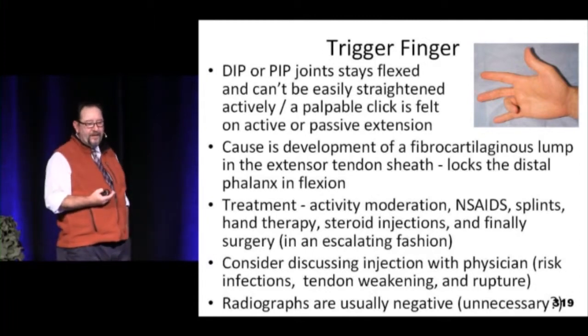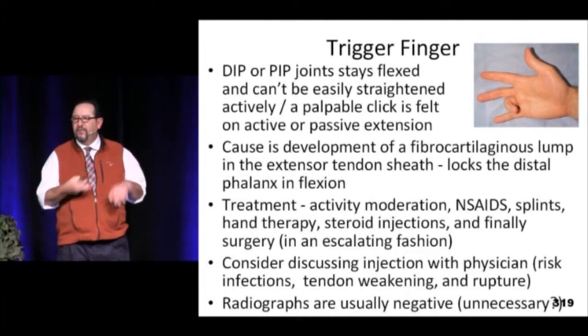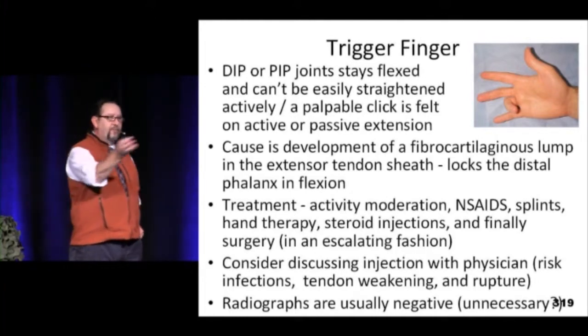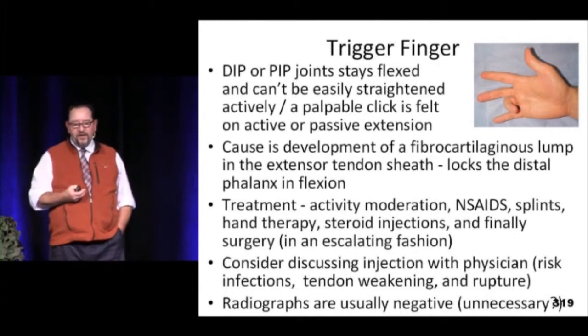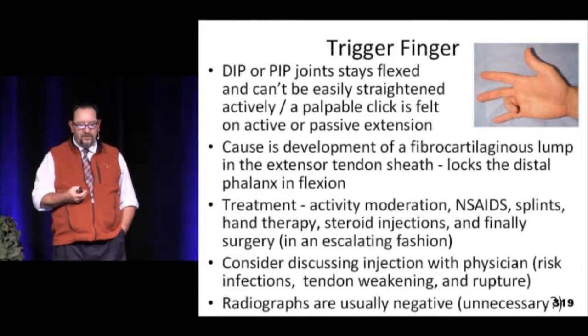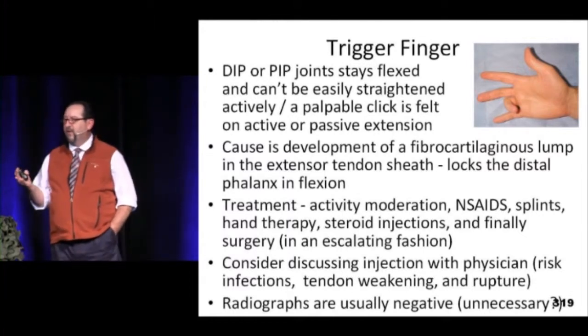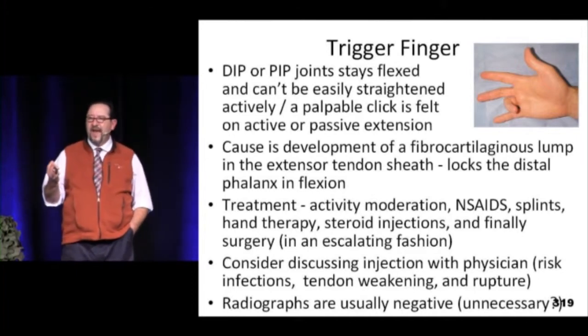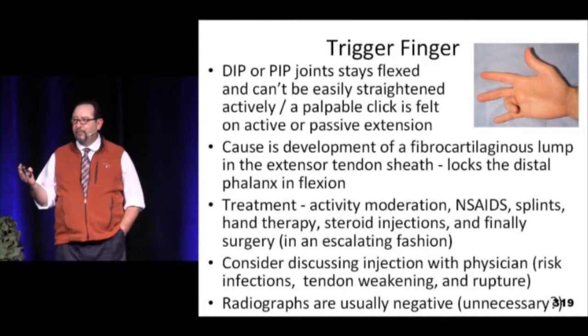DIP and PIP joints will stay flexed. The patient will click. Sometimes they can unclick them themselves. It's a pretty straightforward problem. I'm sure all of you have seen it, know someone who has it. Treatment is activity moderation, NSAIDs and splints, and ultimately after therapy, steroid injections, which I think in this case probably are the domain of the specialist. I think injecting into tendon sheaths or around tendon sheaths is not particularly a good idea because they'll rupture.